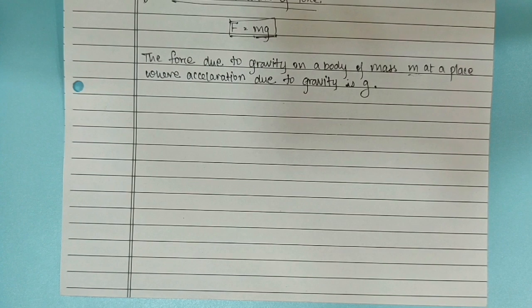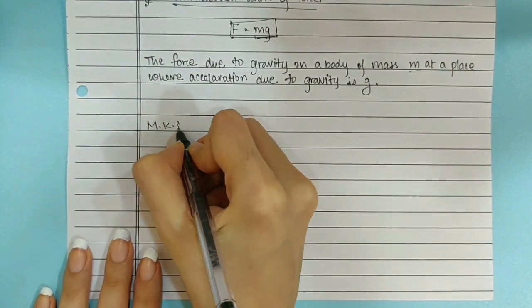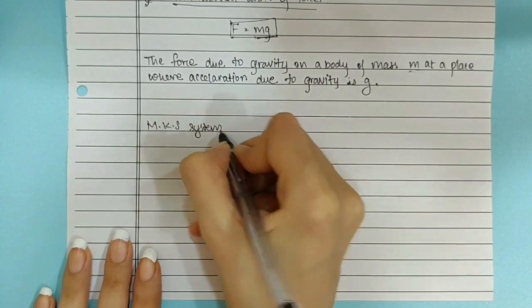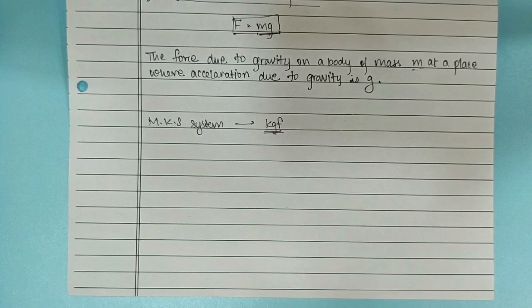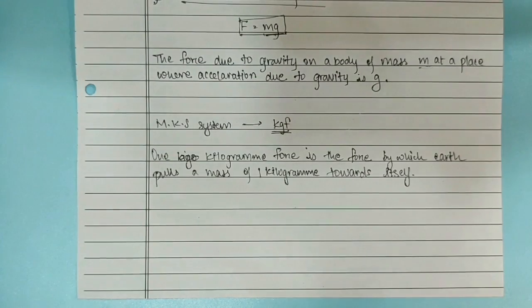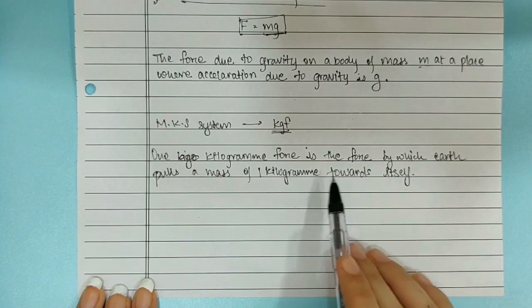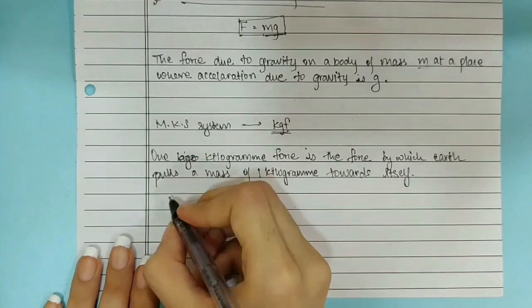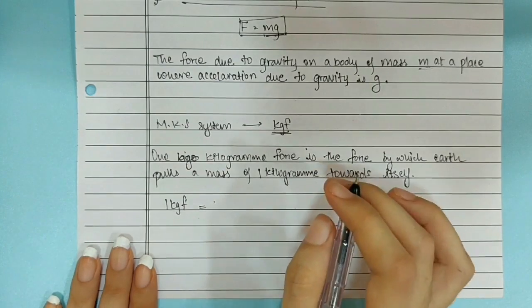So in the MKS system, what is the MKS system? Meter, kilogram and second system. The gravitational unit of force is kilogram force. 1 kilogram force is the force by which Earth pulls a mass of 1 kilogram towards itself. Thus, 1 kgf is equal to the force due to gravity on a mass of 1 kg.